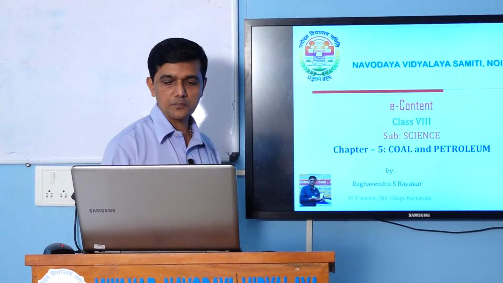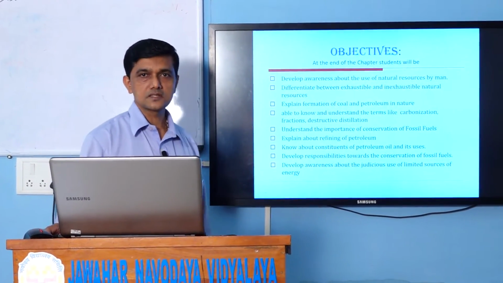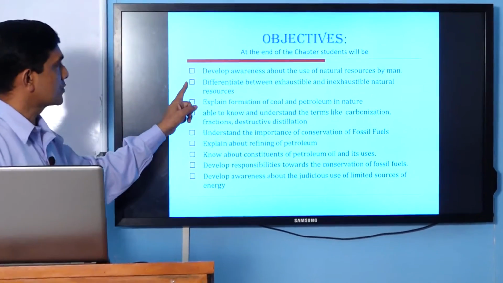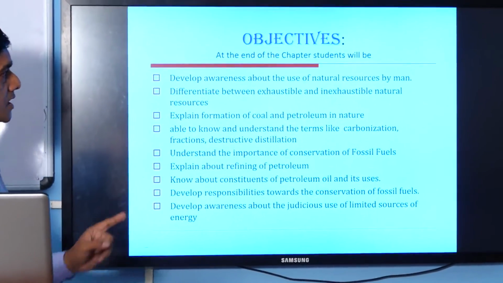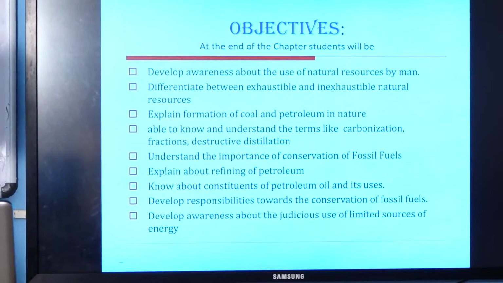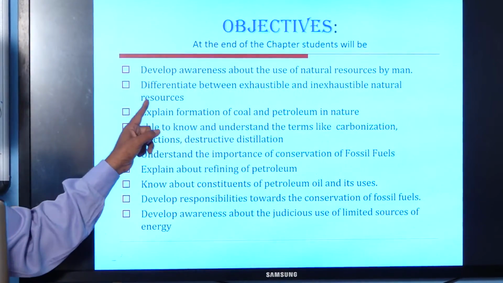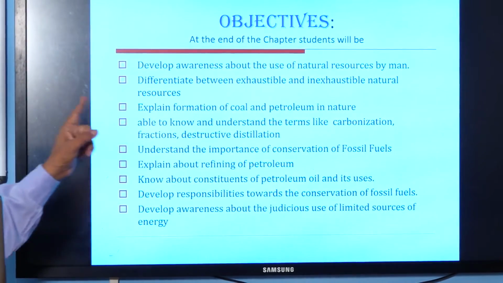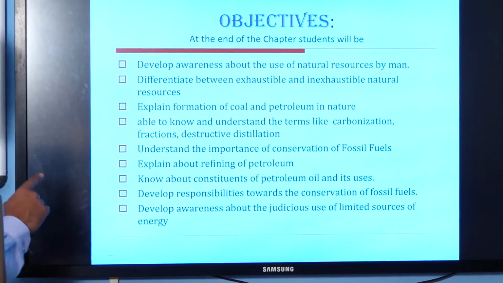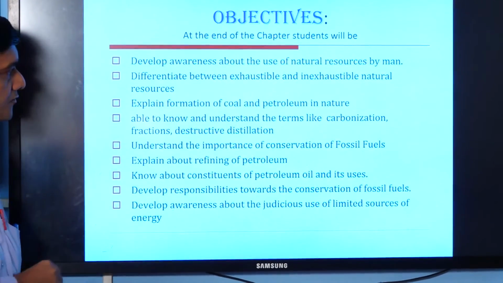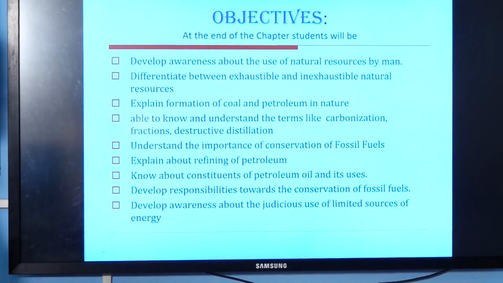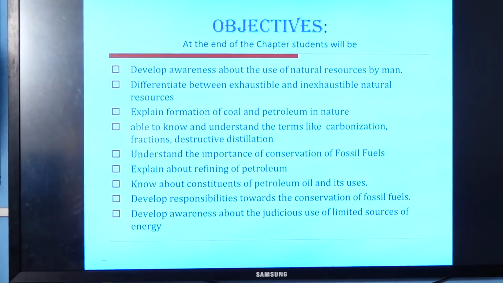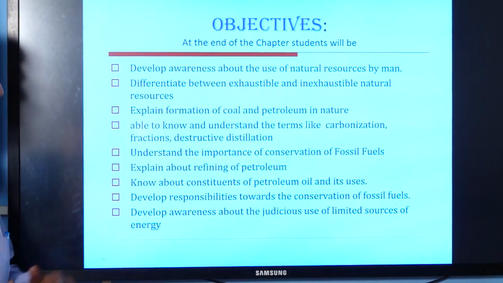The objectives of today's class are, at the end of the chapter, students will be able to develop awareness about the use of natural resources by man. They are able to differentiate between exhaustible and inexhaustible natural resources. They are able to explain formation of coal and petroleum in nature. They are able to know and understand the terms like carbonization, fractions, destructive distillation.